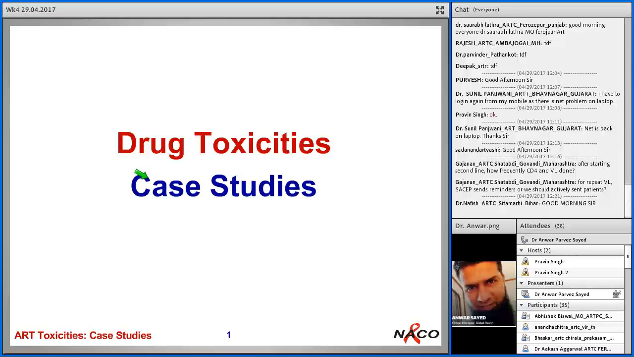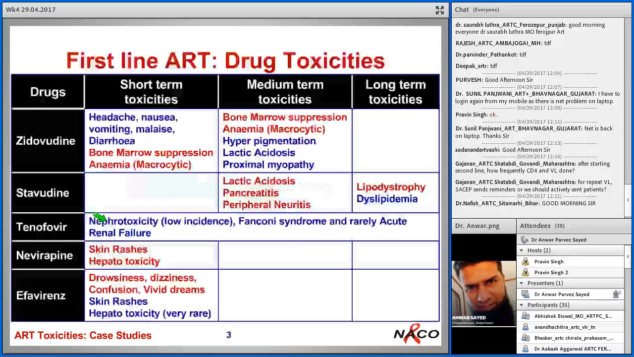So let's move on to the second part of the presentation. I promise that I'll finish this as soon as I can, because most of you are already working at ART centers, you know about drug toxicities. And also, as expected, you might have heard the lectures of the UW faculty. Just quickly go through a few important toxicities of first line and second line antiretroviral drugs.